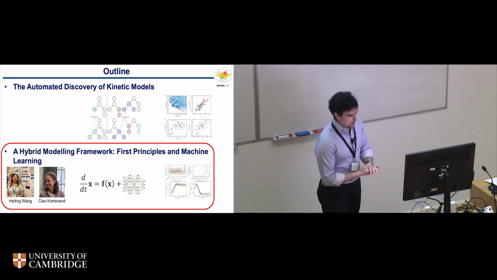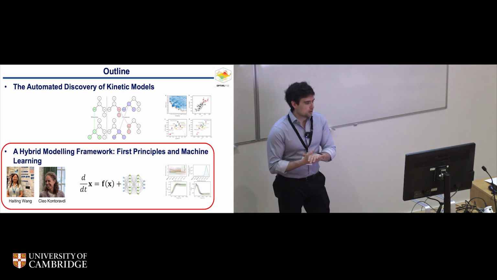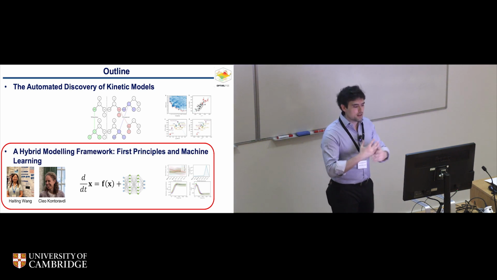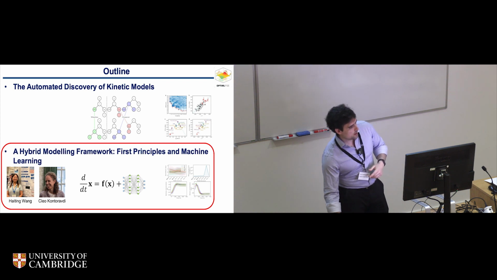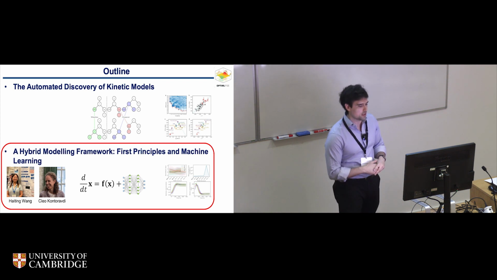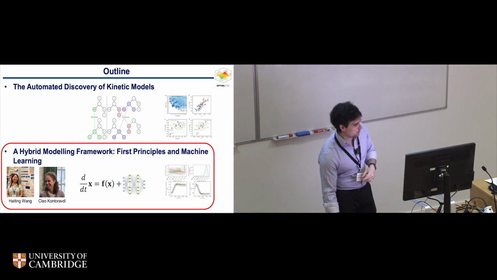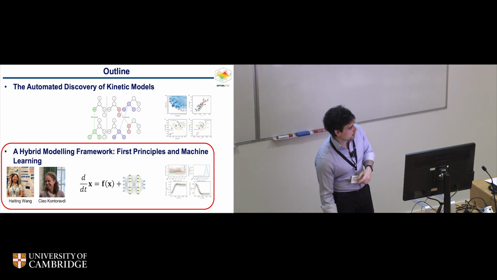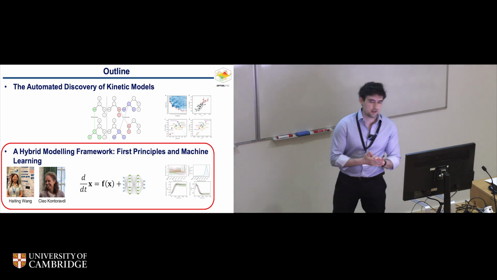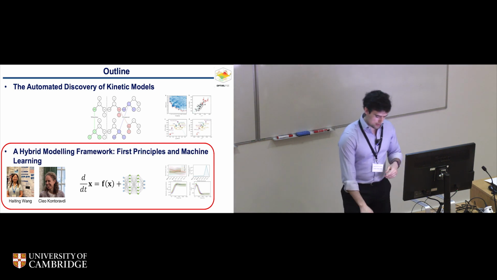OK. Quickly, the second part of the talk is going to be about hybrid modeling, and we're going to use a few of the other techniques here. The idea, again, is to try to create hybrid models automatically. This work is done by Hai-Ting Wang, one of my students, in collaboration with Cleo Contorabdi from Imperial.